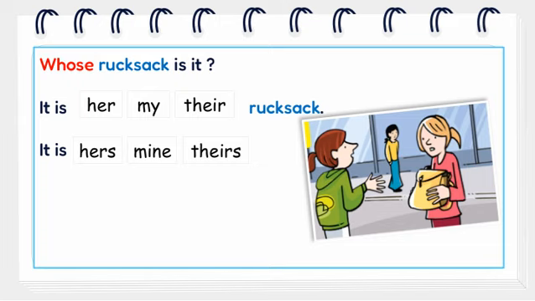This is an example of asking about possession. The answer would be, it is, followed by the possessive word that matches the owner. For instance, if it belongs to me, I'd say, it is my rucksack. If it belongs to her, I'd say, it is her rucksack.